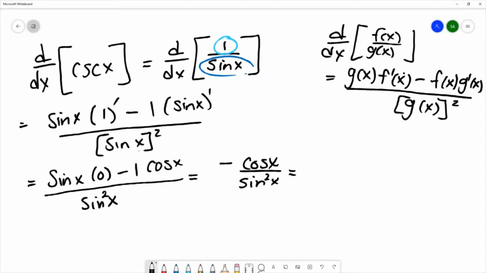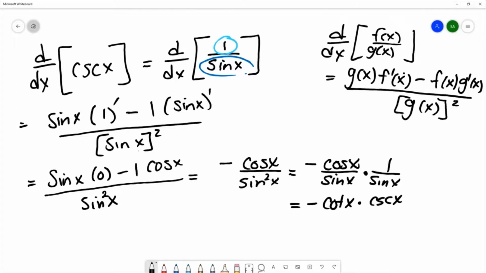So this is a little bit complicated, so I'd like to use some trig identities to simplify it. So I could write this as negative cosine x over sine x times 1 over sine x. And cosine x over sine x is the same thing as cotangent. That's our quotient identity. And 1 over sine x is cosecant x. So we have the derivative of cosecant x being negative cotangent x times cosecant x.